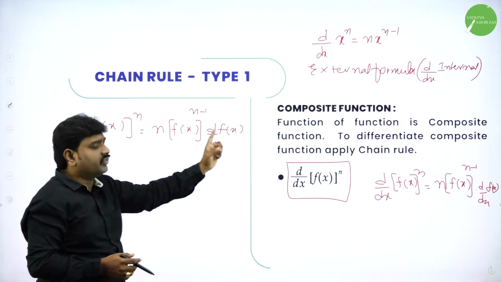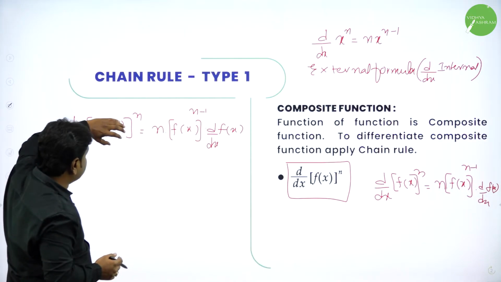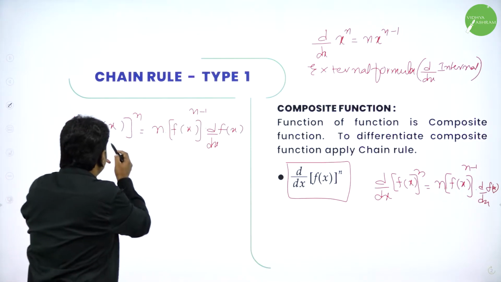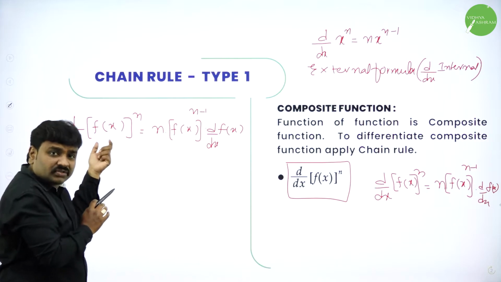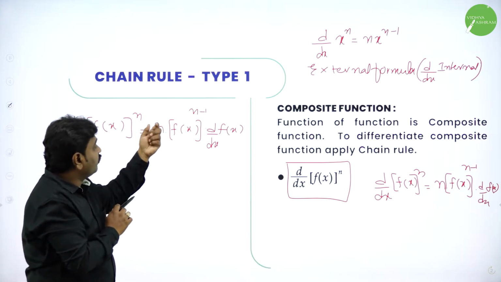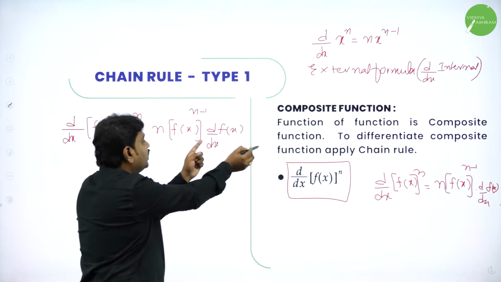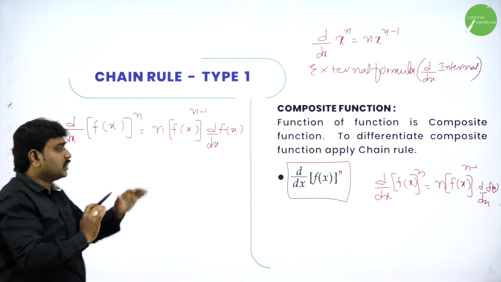External formula, derivative internal function. Suppose if I have x here, I'll write n into x power n minus 1 and I'll stop. But instead of x, I have function of x. So what is d by dx of f of x power n? N into f of x power n minus 1 into d by dx of internal function. The chain continues when you have internal. Now this is the formula.